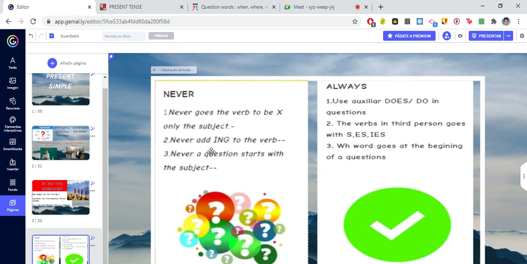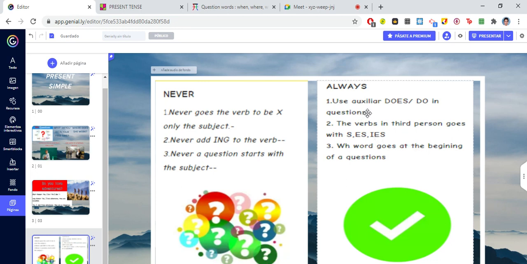Never, nunca. Also, in a question, never start a question with the subject. Never. The question starts with what, where, or with do or does, but never with the subject. Okay, this is something negative that you don't have to do. But always, and this is really important, always, of course, this is true, no?